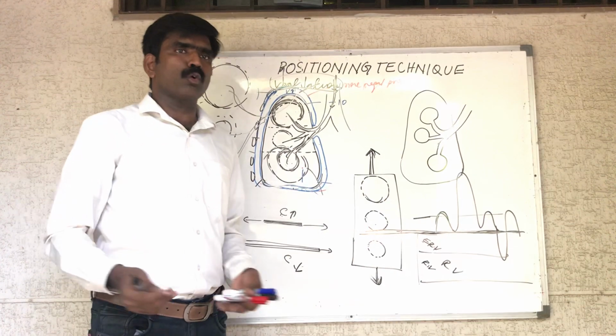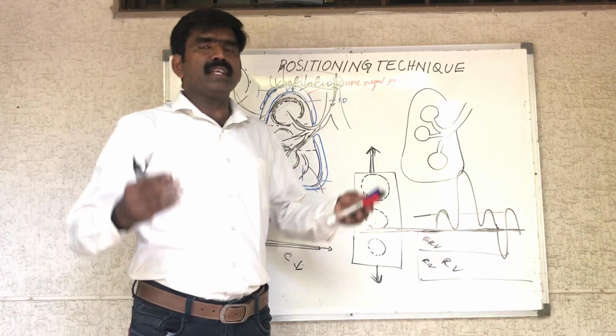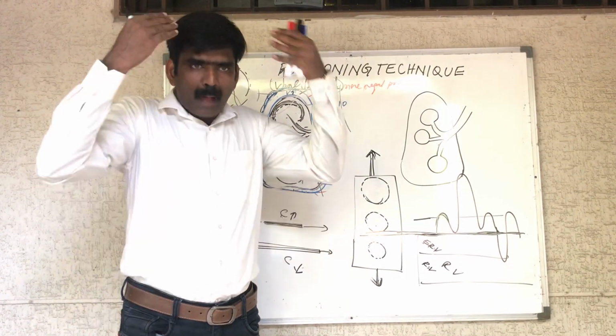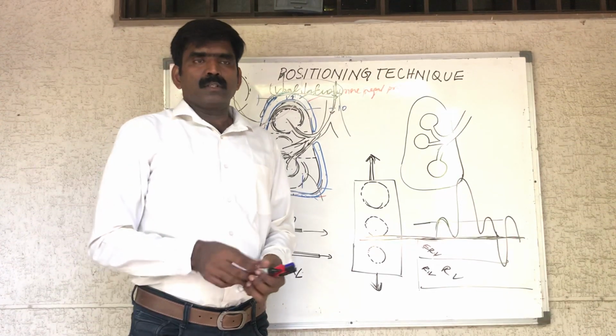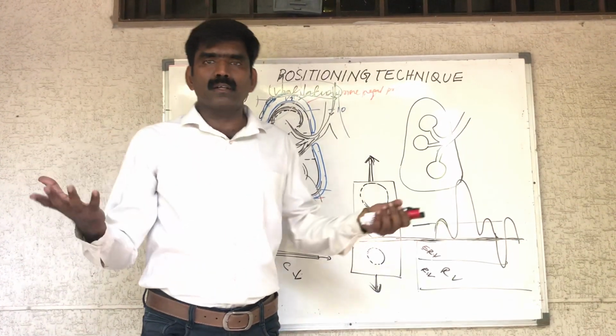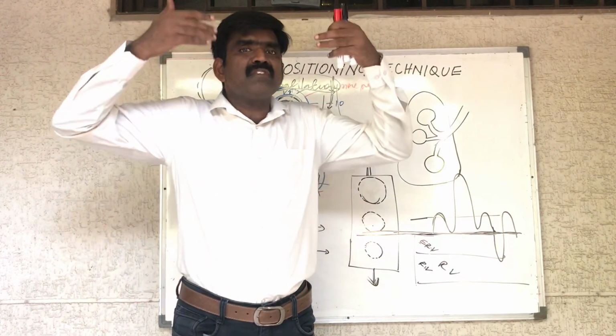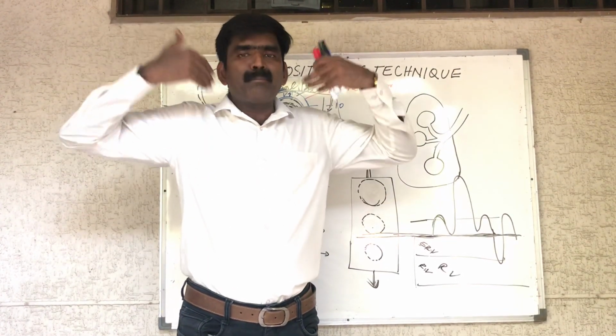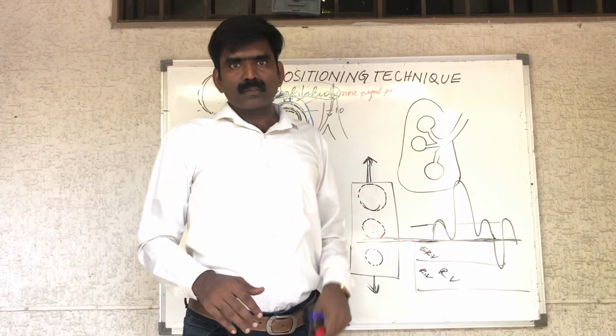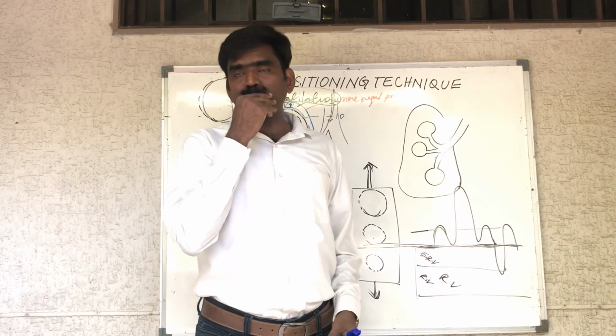So that is what I have told. In erect standing position, in an upright position, the ventilation is greater in the lower lobes. It progressively increases from upper zone to lower zone. This is in standing position.